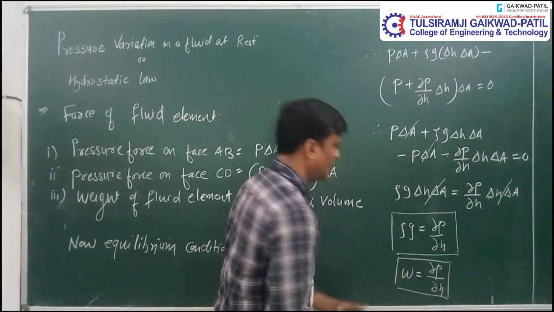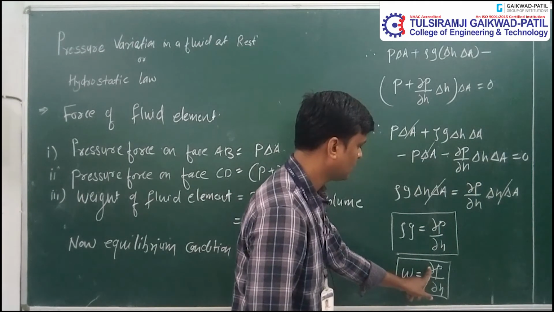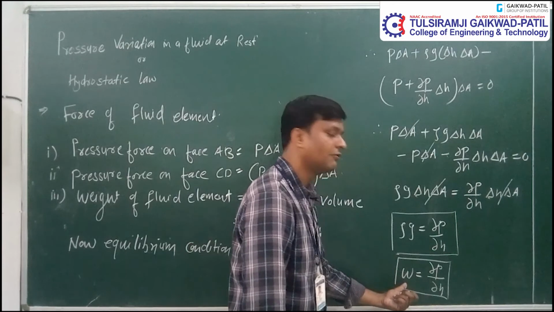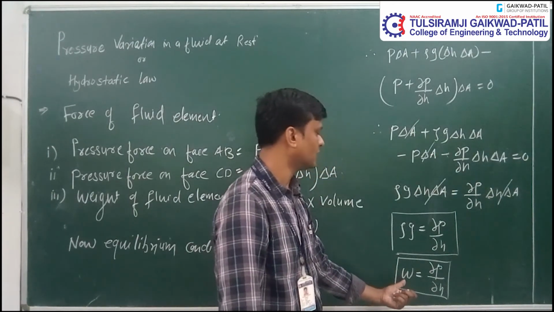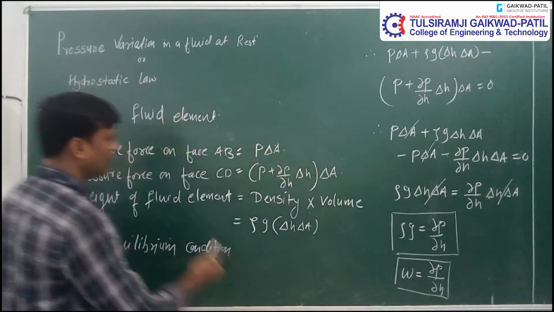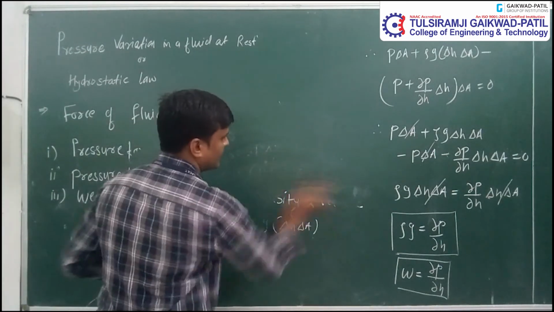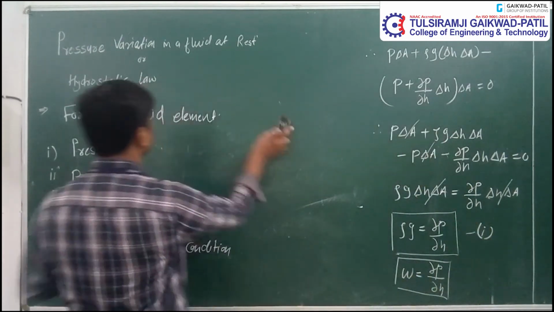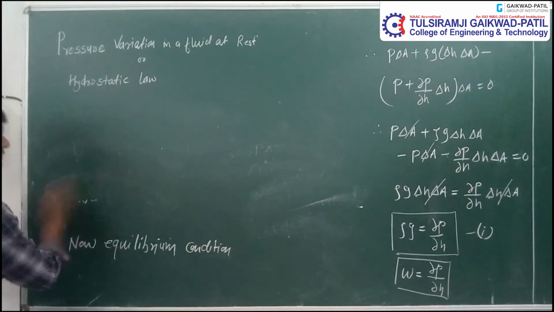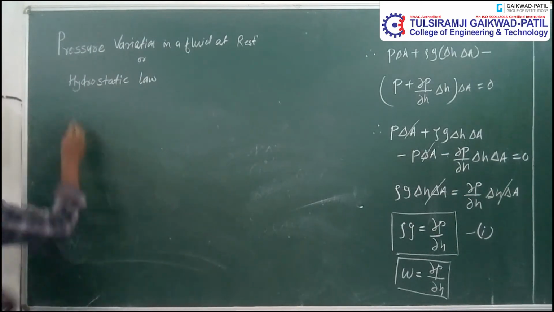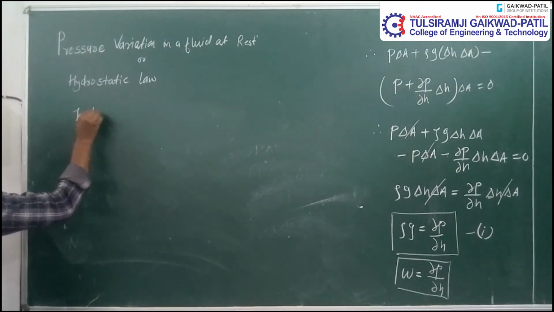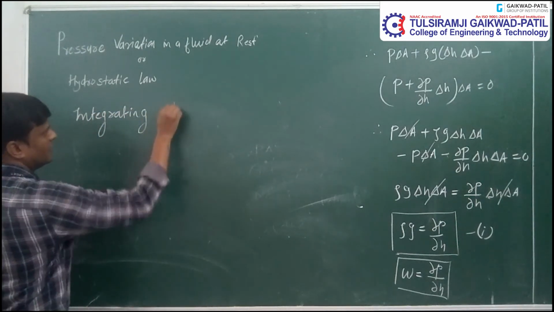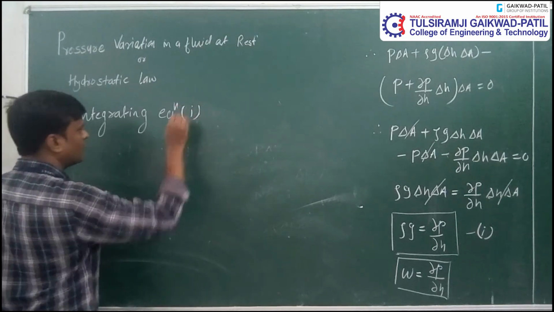This means that the change in the pressure in the vertical direction is equal to the weight density. This w indicates the weight density of the liquid. Now, if we consider this equation number 1, and integrate equation number 1, what do we get?